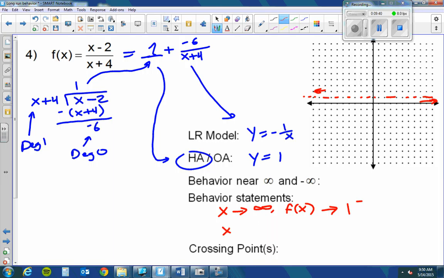Anyway, what's my other behavior statement? It's approaching 1 still, but how? From above in this case. So yeah, you put a plus sign.